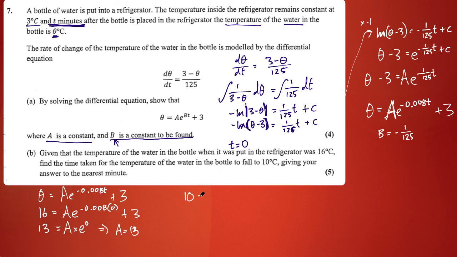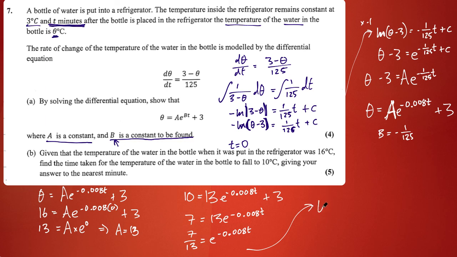So we now have our formula with 13 in it, and we're using the 10 degrees. So 10 degrees equals a as 13 now, times by e to the minus 0.008t plus 3. Again, take 3 from both sides, that gives me 7 equals 13e to the minus 0.008t. Divide by 13, 7 thirteenths equals e to the minus 0.008t. And in order to undo this, we're going to have to take logs of both sides, so ln. And it's worth bearing in mind that ln 7 thirteenths is going to be a negative output because it's ln of less than 1.